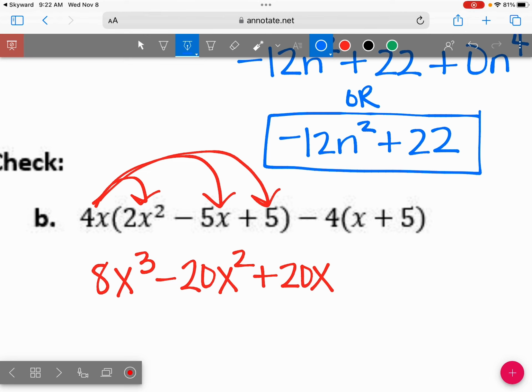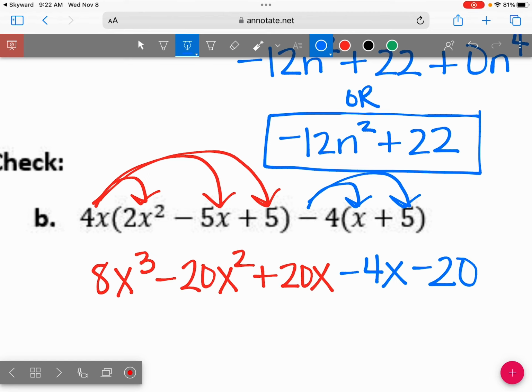And now we're going to distribute the negative 4. Negative 4 times x is negative 4x. Negative 4 times 5 is negative 20. Look for any like terms. Do you see any like terms? Anything that we can add together? They both have to have the same variable with the same power.